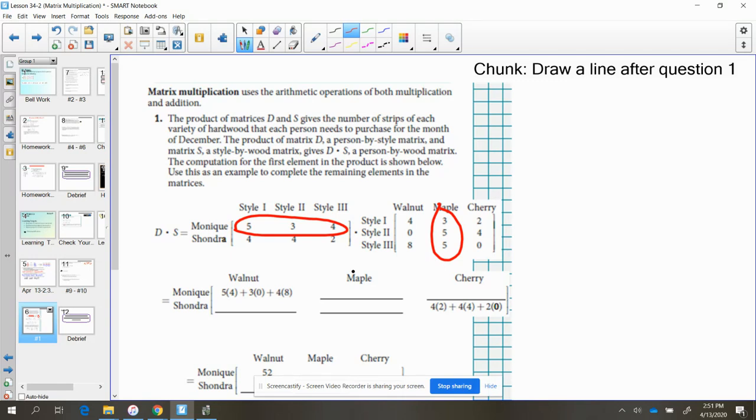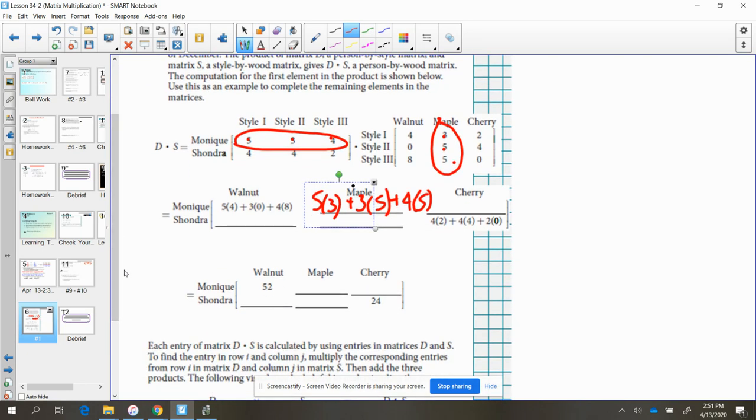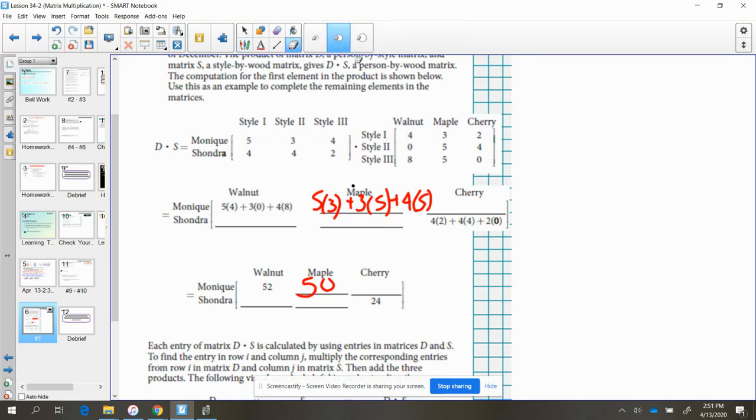So we would have 5 times 3 plus 3 times 5 plus 4 times 5. So 5 times 3, 3 times 5, 4 times 5, for a total then of 15 plus 15 plus 20, which would give us 50. Okay, and then I'm going to erase this so we can see a little bit better here.